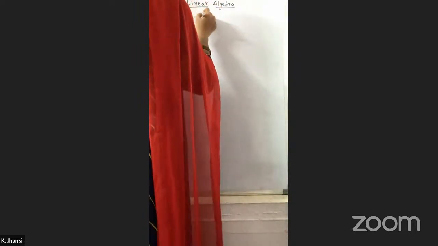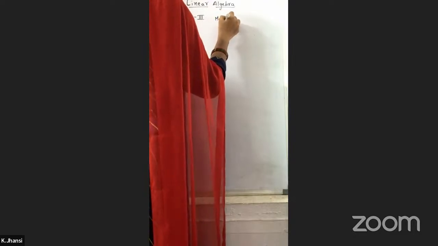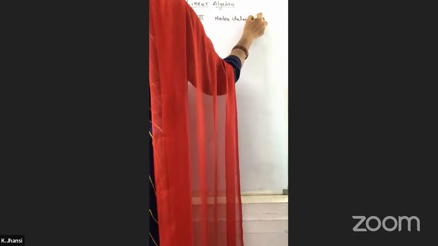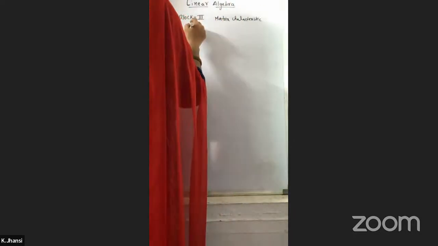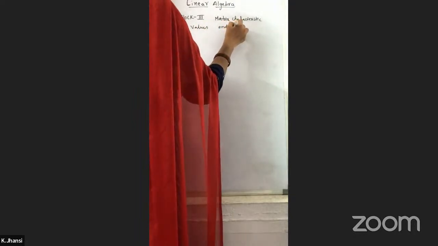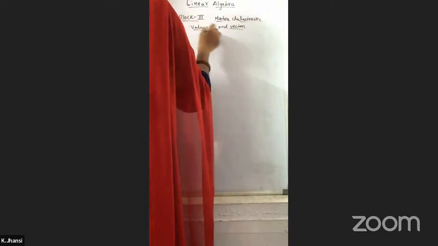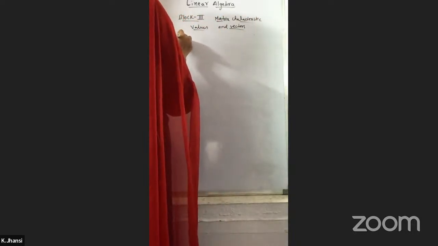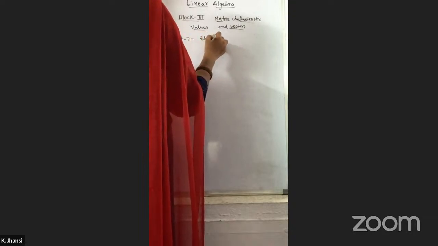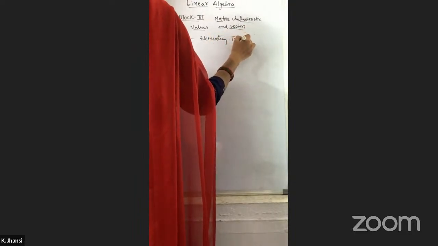So block 3 is matrices, characteristic values and vectors. In this block, unit 7 is elementary transformations.